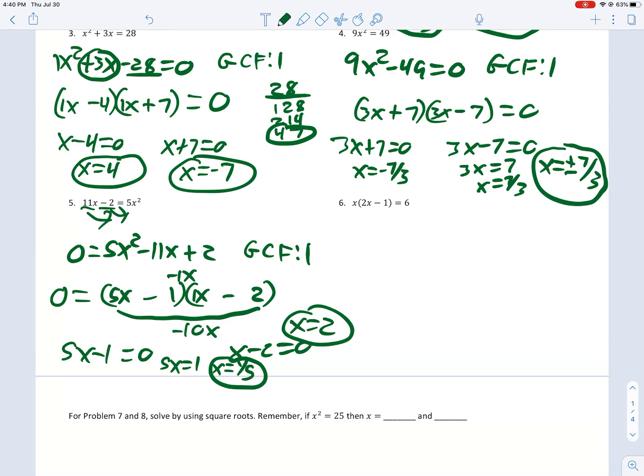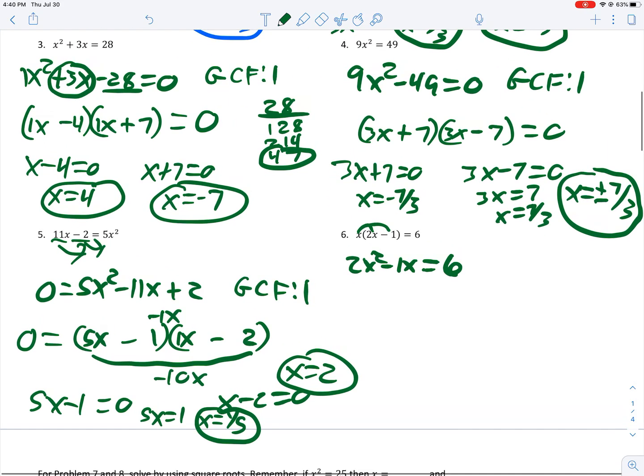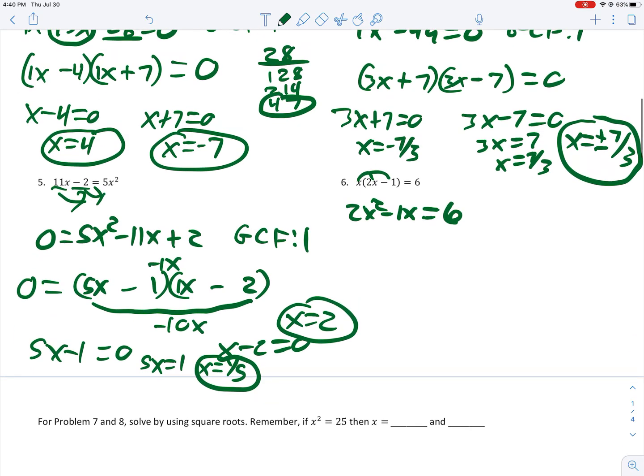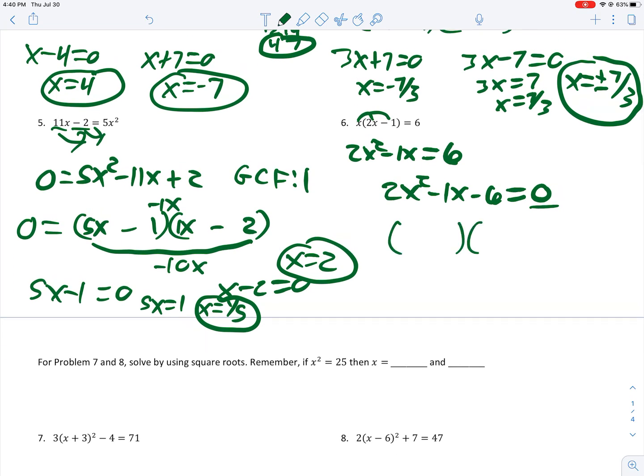Okay, now 6 looks really different. It doesn't look like any of the other problems we've done. So why don't we try to make it look somewhat similar to at least some of them. So what about we try distributing this? So 2x squared minus 1x equals 6. Okay, that kind of looks like number 3. So now I'm going to subtract the 6 over, because I want to set it equal to 0. Right? Almost any time I see x squared, I'm thinking, put everything on one side, set it equal to 0, try to factor it.